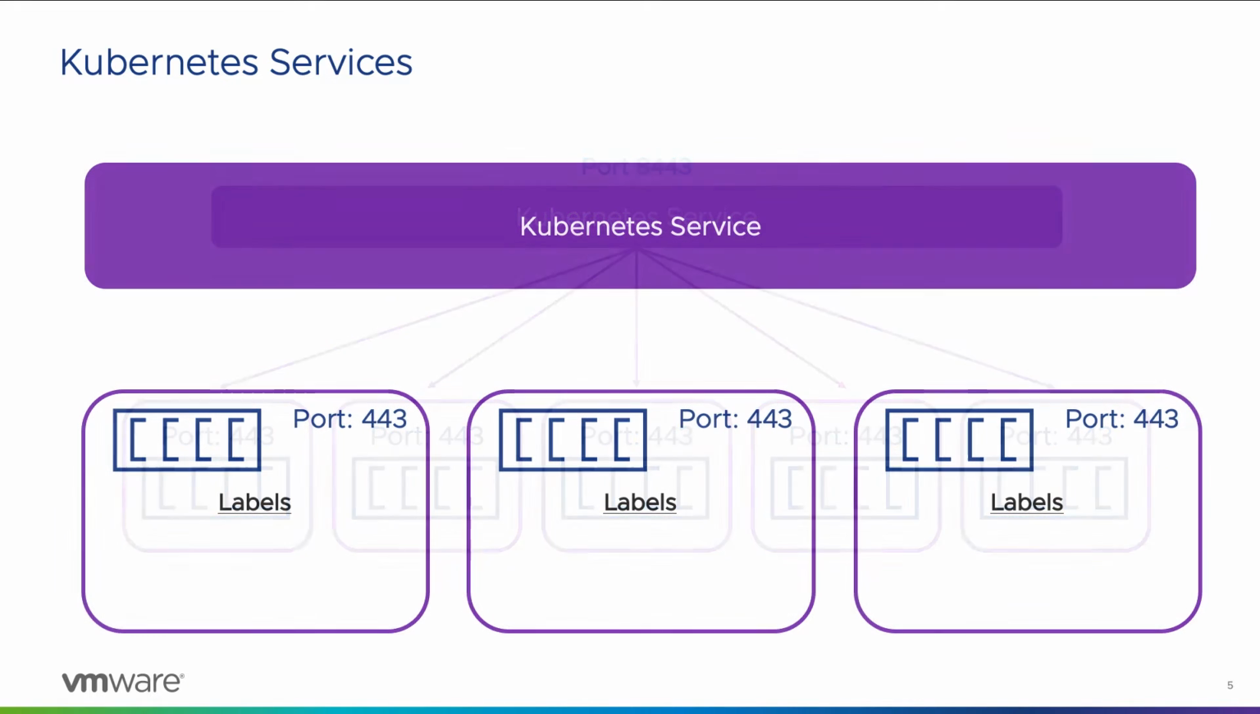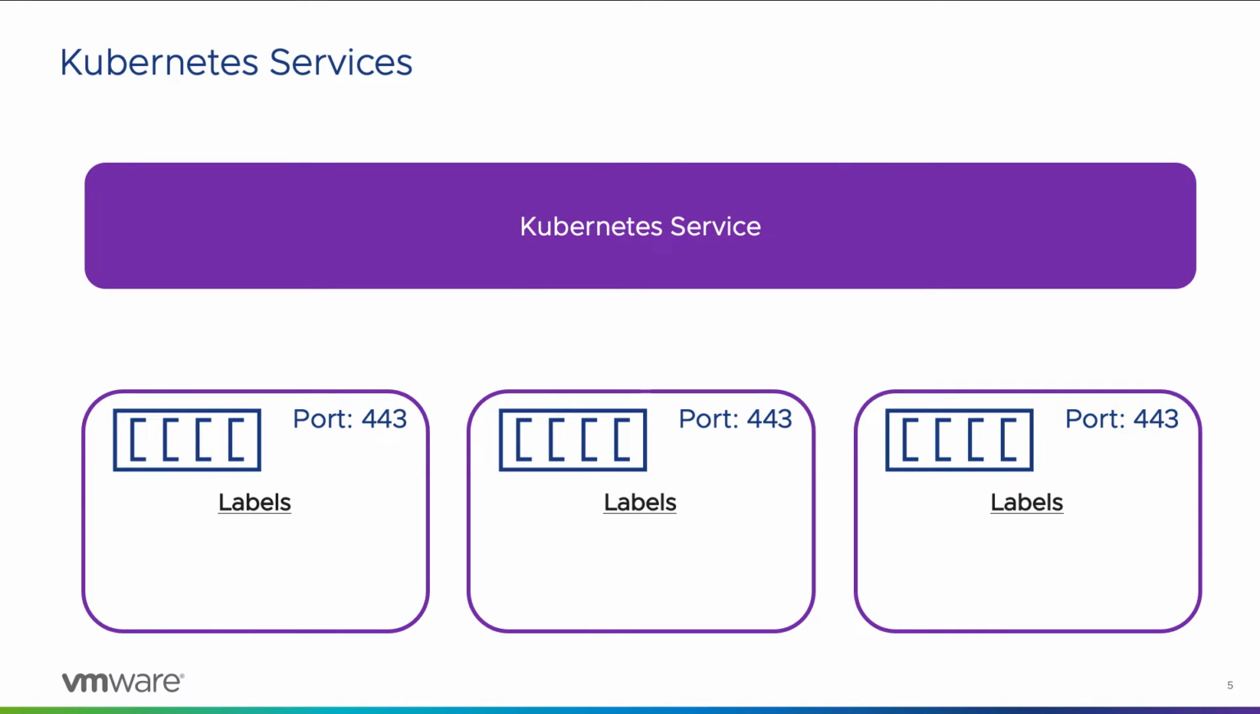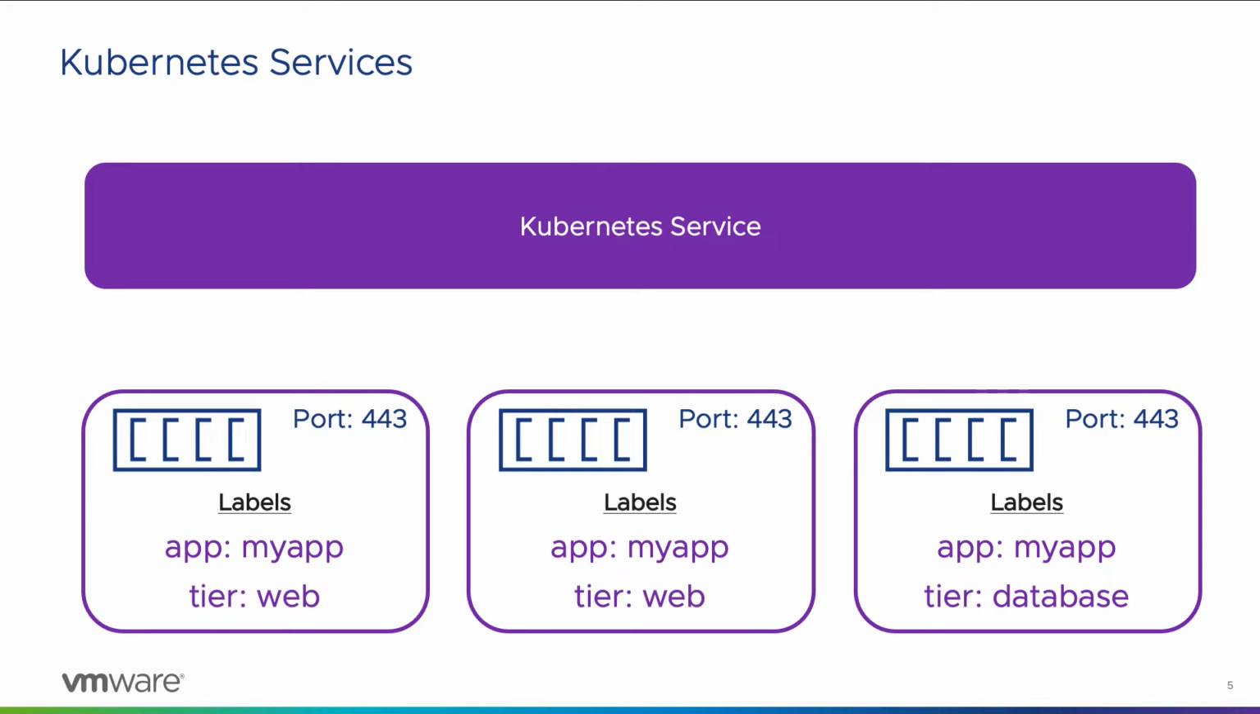Now, the way services discover how to access pods is by labels. Just like we used labels in the discussion with the replica sets earlier in the course, we'll use them again with services. Here I've labeled each pod with an app label called My App. I've also added a second label that might be used for a tier. And I've labeled two of these pods with a web tier label and a third with a database tier label.